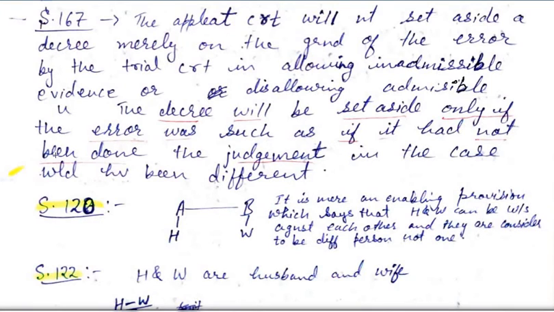And we had written a paragraph upon this. Write a few lines more on this. The appellate court will not set aside a decree merely on the ground of the error by the trial court in allowing inadmissible evidence or disallowing admissible evidence. The decree will be set aside only if the error was such that, if it had not been done, the judgment in the case would have been different.